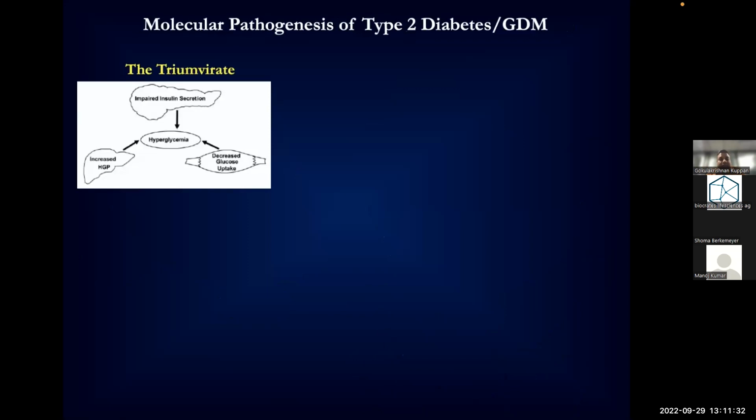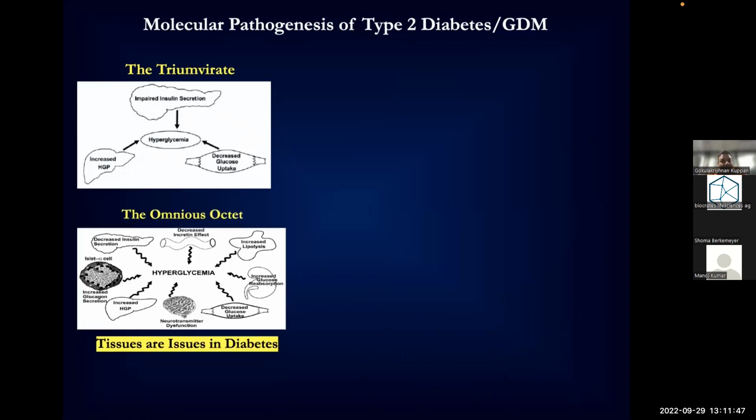And one more thing, in the traditional way, we used to say earlier that the molecular pathogenesis of type 2 diabetes mainly involved 3 tissues: skeletal muscle, liver, and pancreas. And later on, it was said to be an omnious octet, where most of the tissues, along with skeletal muscle, liver, and pancreas, neurotransmitter dysfunction, kidney, glucagon, and brain are involved. So here the tissues always become issues in type 2 diabetes, and of course in GDM as well.